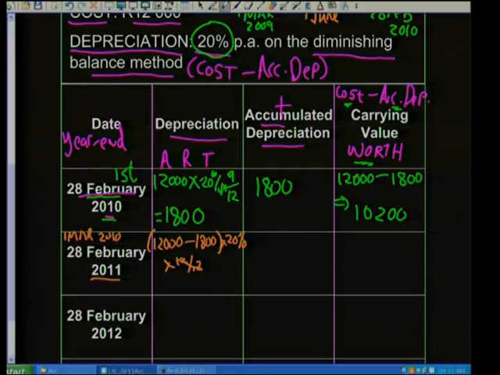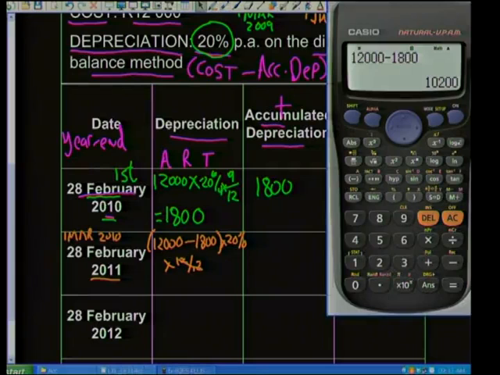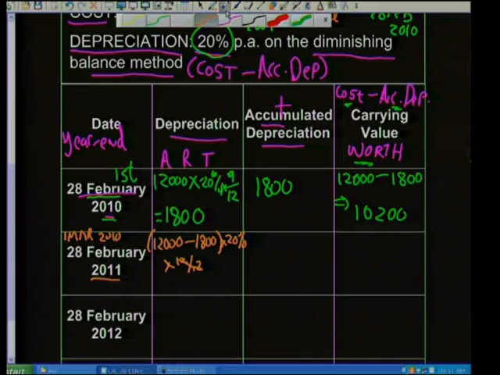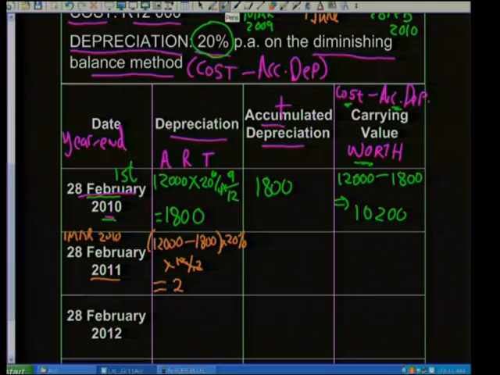So let's get the calculator out and let's look at the calculation. So we're going to take our 12,000 minus my accumulated depreciation, what I've written off in the previous financial year, and that gives me the carrying value, 10,200. Multiply this by 20%, and for the second financial year, my depreciation is an amount of 2,040. So the second financial year depreciation amounts to 2,040.